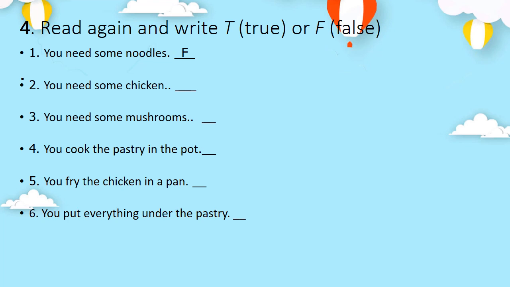The first one has been done already. You need some noodles. Of course, when you make this dish, you need some noodles. And second one, you need some chicken. You can look at the picture. You see some meat from the chicken. Right. And number 3, you need some mushrooms. Of course, we need some mushrooms.